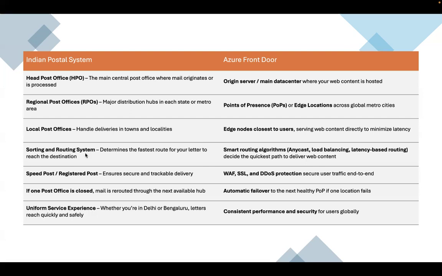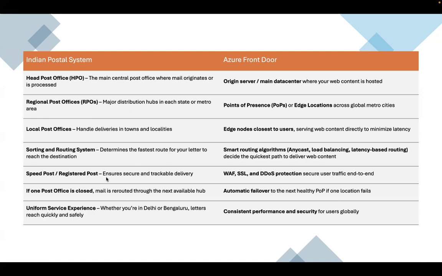So next, the sorting and routing system determines the fastest route for your letter to reach the destination. So sorting and routing system, it's like the pin code we have, right? We know from the pin code, okay, this is where it has to go. So that is the shortest path. If I am sending an email and it has to go to one of the villages in Telangana, if it is going from New Delhi to Bangalore, then to Chennai, then coming to Hyderabad, it is not the fastest route. It is a long distance, right? So the shortest way is to come directly to Hyderabad, then go to the village. So that's the distribution, right? So it should know the point of presence or the regional post office and the local post office.